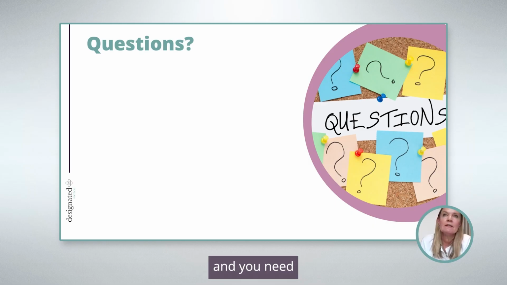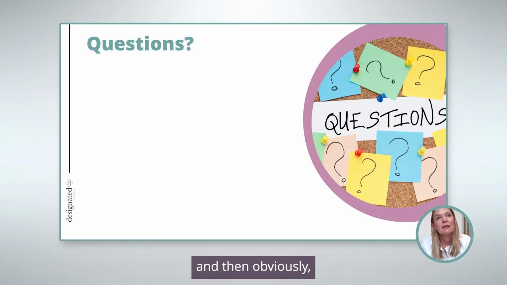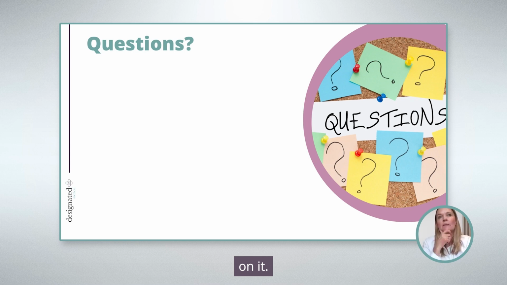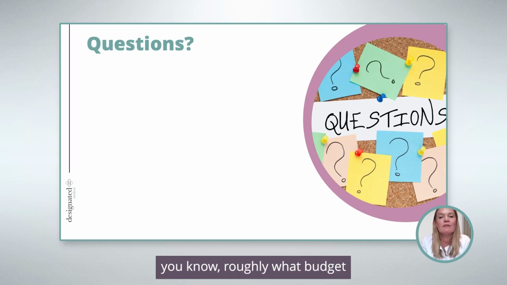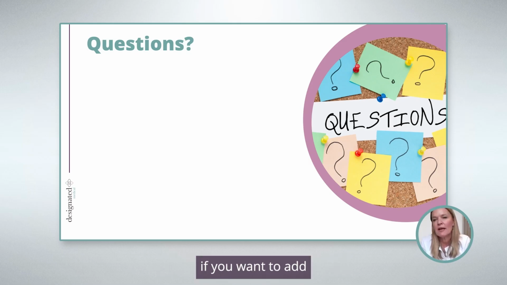And you need to think about the budget you will need for other marketing activities. Then obviously, as we've talked about tonight, you are going to need a team to support you, so there's a cost associated with that. It's hard to put an exact number on it, but if you wanted to, we could have a chat and go through item by item, roughly what budget we would allocate to each one. Simon, I don't know if you want to add anything from your experience, because obviously you've been through this process a lot.